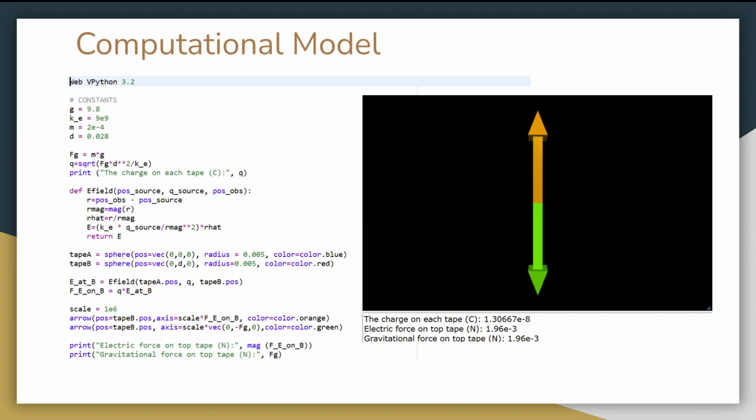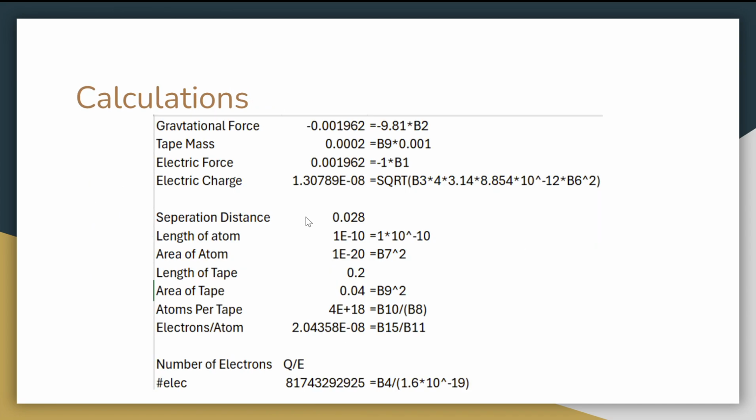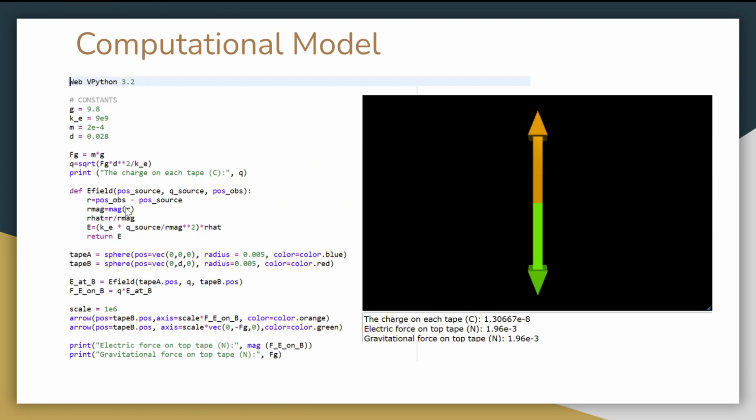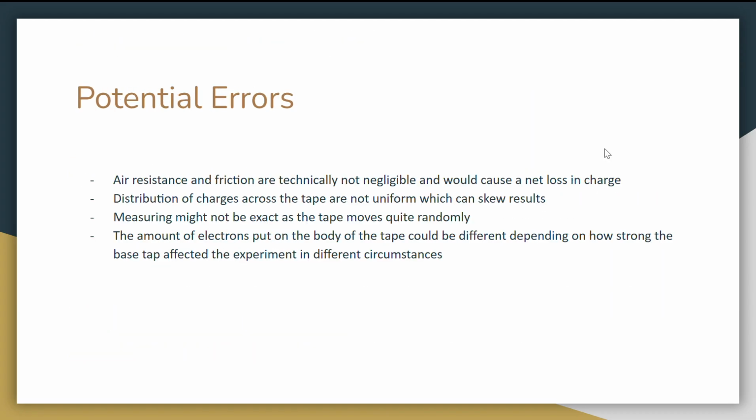Taking a look at our computational model, you can see that it's a very simple bit of code where we have our gravity, our KE, the mass of our tape, which was previously mentioned, and our distance between the two pieces of tape. These calculations, you can cross-reference them with the ones used here, and they're exactly the same. And this was basically used to determine our total E, which takes us through the charge on each tape, which you can see here, the electric force, and the gravitational force on the top tape. And here's a diagram showing the results.